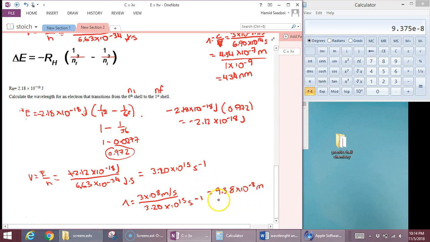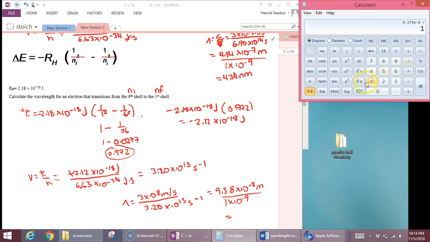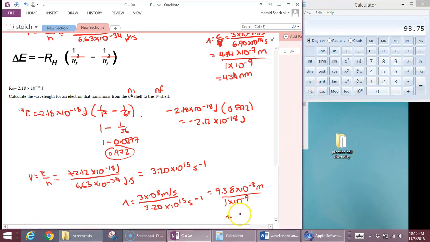And once again, if you want to go to nanometers, just divide this by 1 times 10 to negative 9. Put that in long notation, so this is about 93.8 nanometers. So that's how you do wavelength, frequency, and energy, and all its variations.